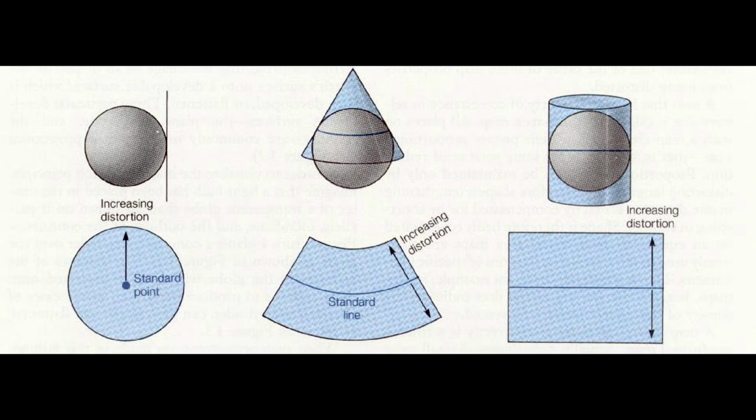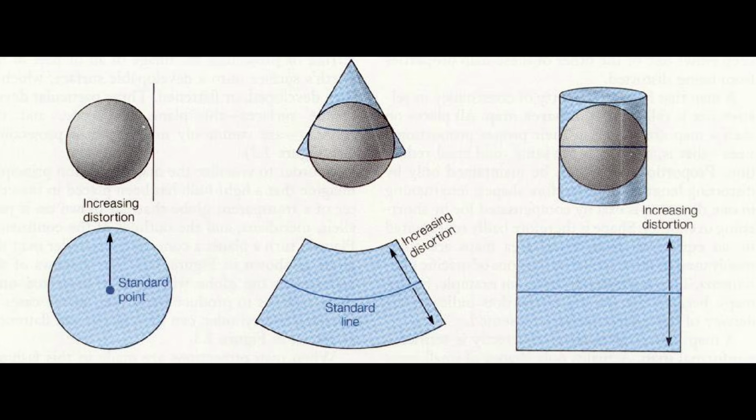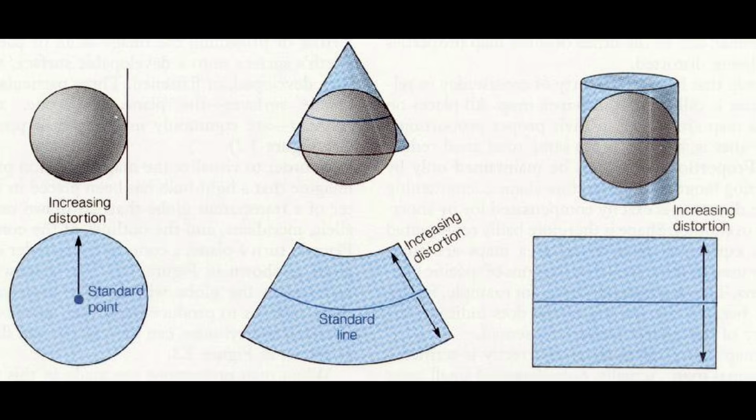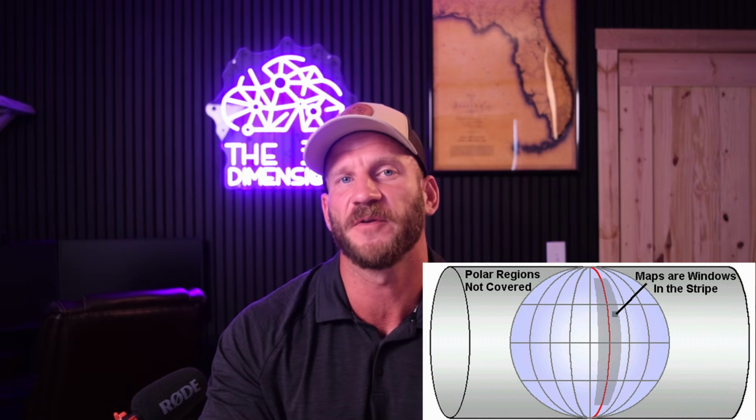Depending on where we want to minimize distortion, we may choose a developable shape other than a cylinder, such as a cone for example. Or we may choose to flip that cylinder on its side so that instead of the distortion increasing as you travel north-south, it increases as you move east-west. If you choose this orientation for your cylinder, then break up the mapping projection into a bunch of different zones.